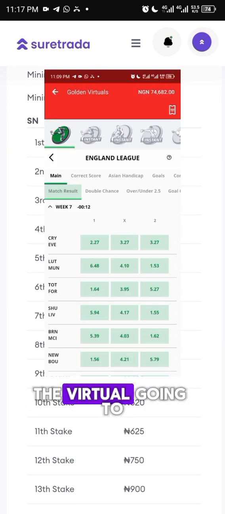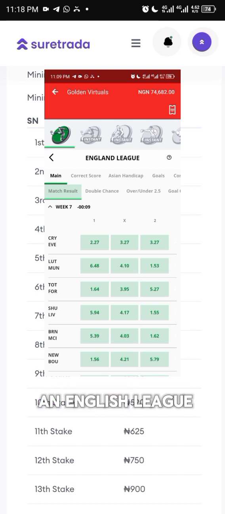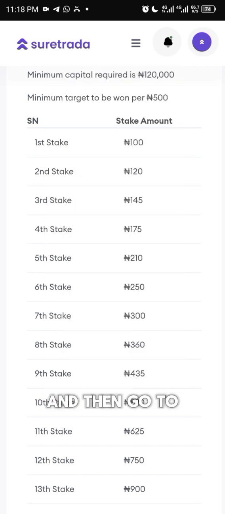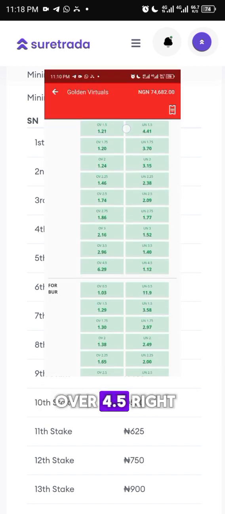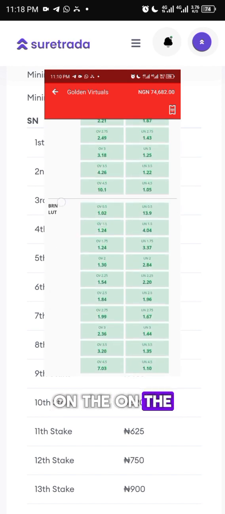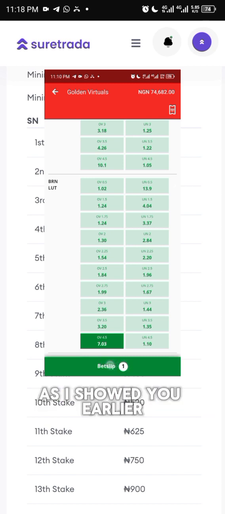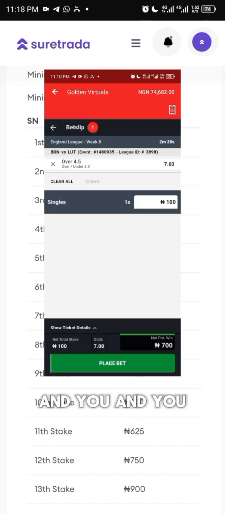You go into the virtual, go into English League, click on Bayern, and then you click on go, right? Click on go, look for Bayern, and then go to the part you have over 4.5, right? On the virtual platform, and then you click on place bet slip as I showed you earlier, and then you indicate the amount, and you click done.